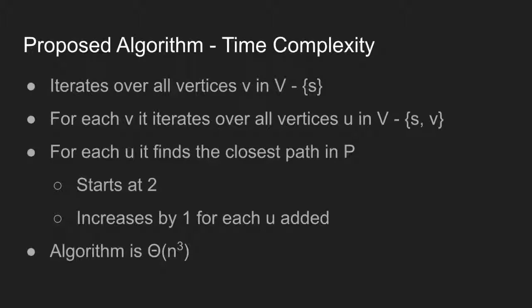So you start with 2, and then for each time you add a u, you increase the number of edges by 1. So if you're finding the closest path, the first time it loops, it'll be 2, then 3, then 4, then 5, then 6. And then what you end up with is the sum of the first n integers minus 1. The total time complexity of the algorithm is theta n cubed.